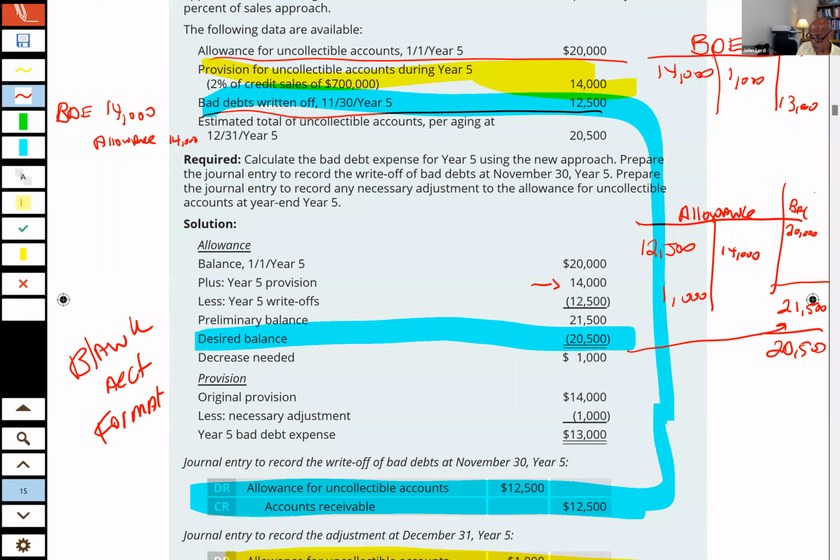And it could be that they have to put more in, right? If it said, hey, you need $22,000 in there, then the bad debt expense for the period would have been $14,500, right? Because you would have had to put more in.